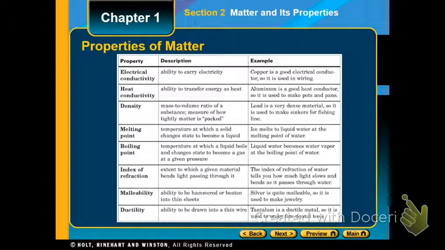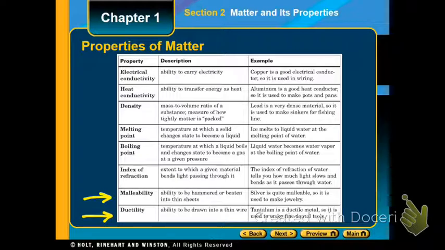So as we're looking at this right here, and it's giving you a description and example, two more that I want to bring your attention to are going to be malleability and ductility. We use those words often whenever we're talking about different metals, but malleability is the ability to be hammered or beaten into thin sheets. So I'm thinking of aluminum foil. You'll probably have some of that at home. And then ductility, ability to be drawn into a thin wire.